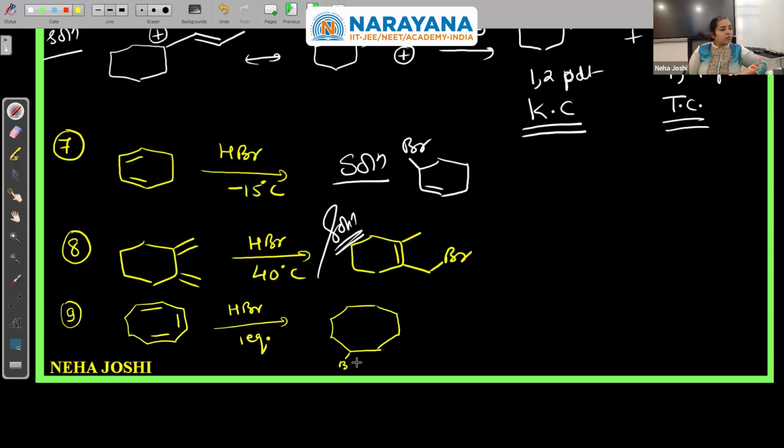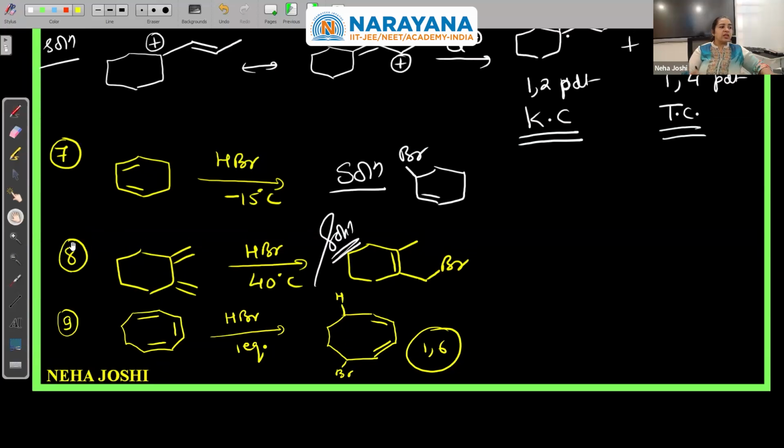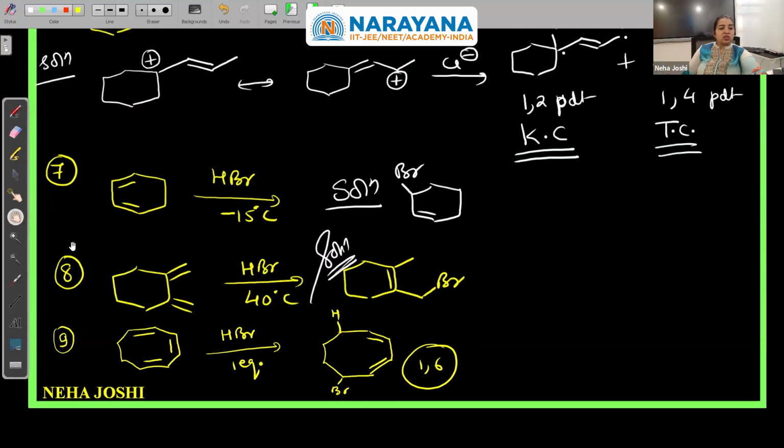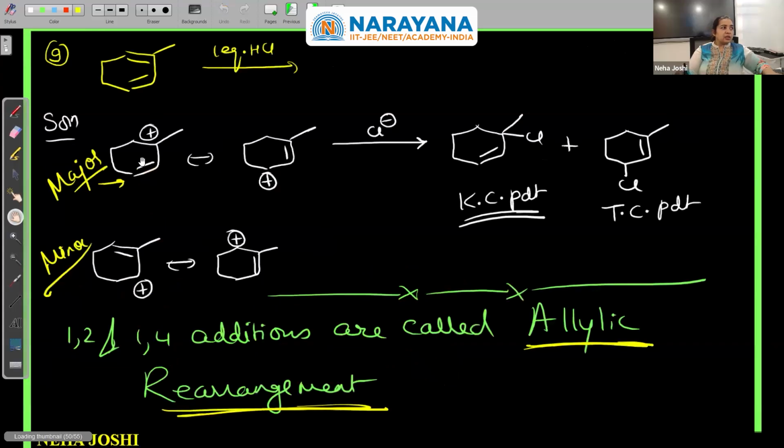You can have bromine, right? And H here. This type of attack is possible. This is a 1,6. So basically, however much resonance is possible, that is possible. It is not just 1,2 or 1,4. Conjugation can take you far. The farther it goes, the more answers you can add. Clear? So this all you can practice.